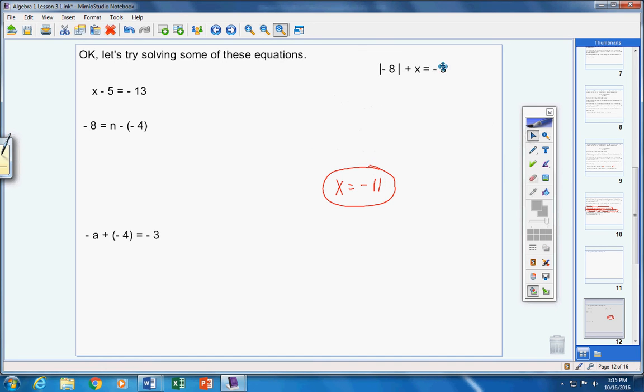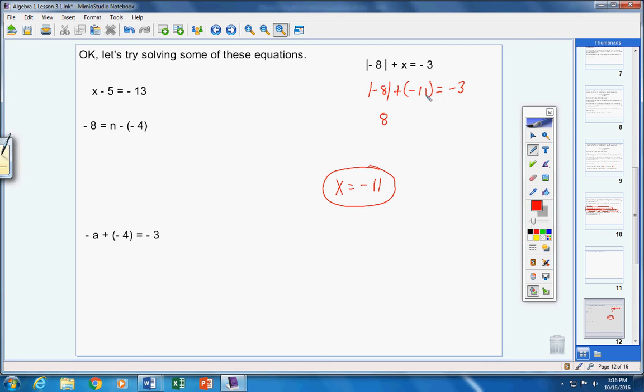So where the x is, we're going to put negative 11. So the absolute value of negative 8 plus, and in parentheses for x, negative 11 equals negative 3. Okay? Now let's simplify this over here. First of all, the absolute value of negative 8 is positive 8.